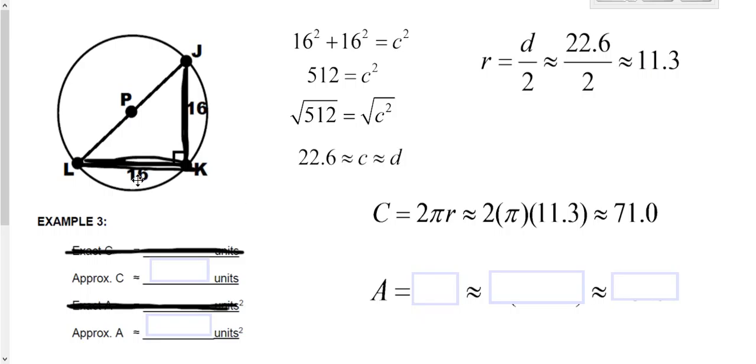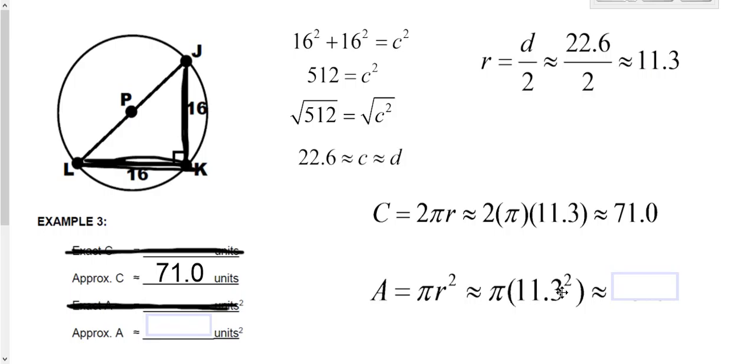And these didn't have units, so in the answer they just put, okay, 71.0, some kind of units. Of course, in the area it'll have units squared, square units. The area is pi times the radius squared. The radius again was 11.3. One mistake you can do is use the diameter instead of the radius in this formula.